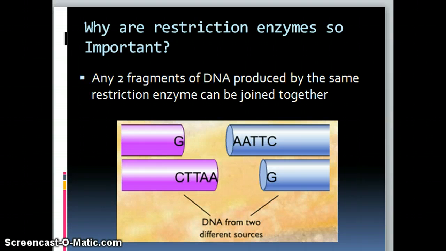So why are restriction enzymes so important? The reason is because any two fragments of DNA produced by the same restriction enzyme can be joined together. That's it.